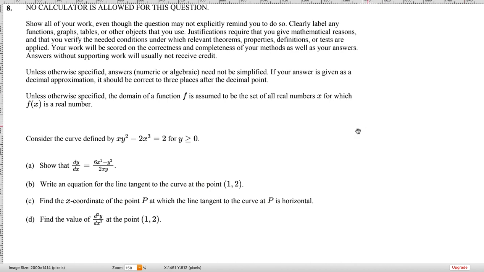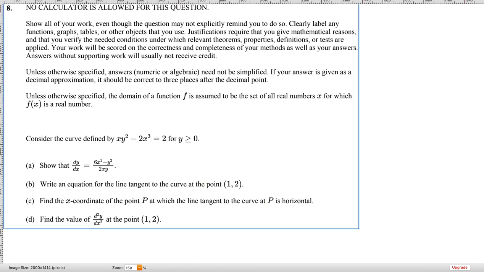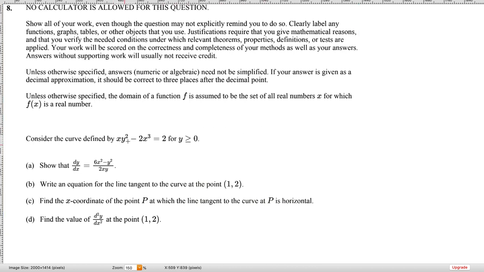Primarily, testing is just our implicit differentiation. What we need to do is just show that the derivative is this. So they want to see all your work. So we need to do implicit differentiation on this curve.